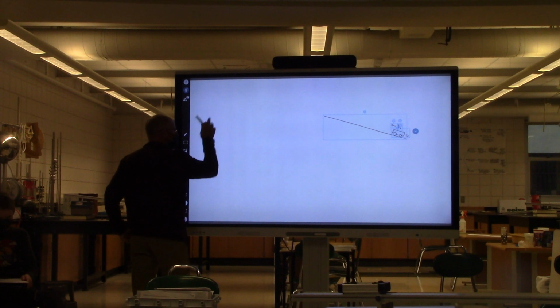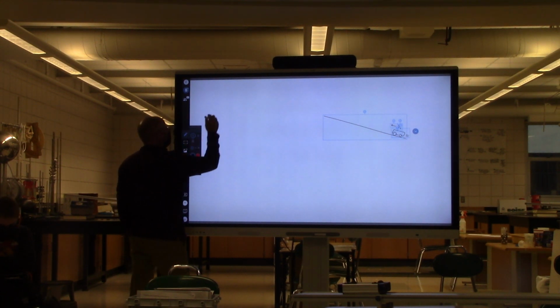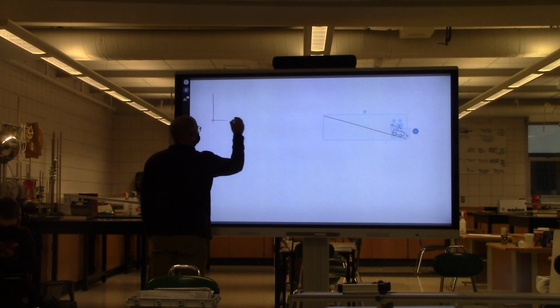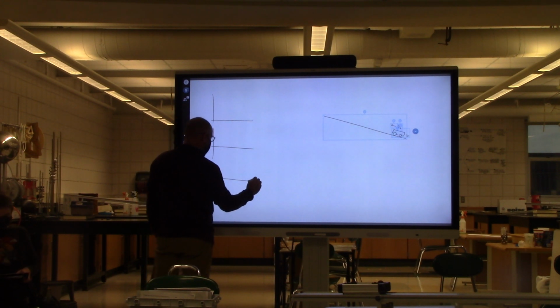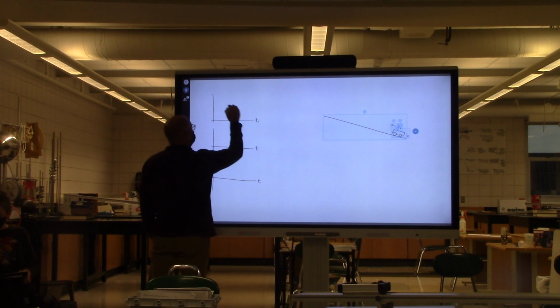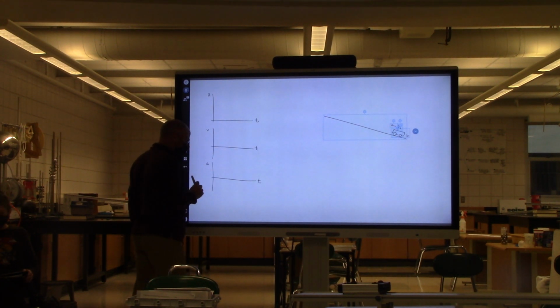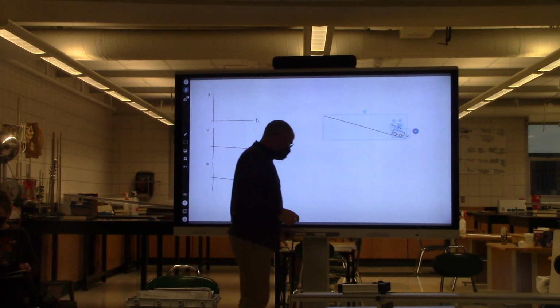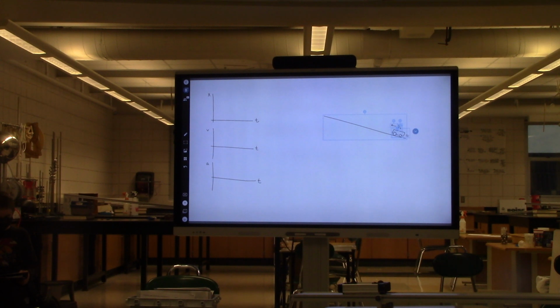I'm going to do the graphs up and down because it's just easier for me to draw. They're left and right on your board. All right. If you would, check with your neighbor. See what you think this graph should look like.